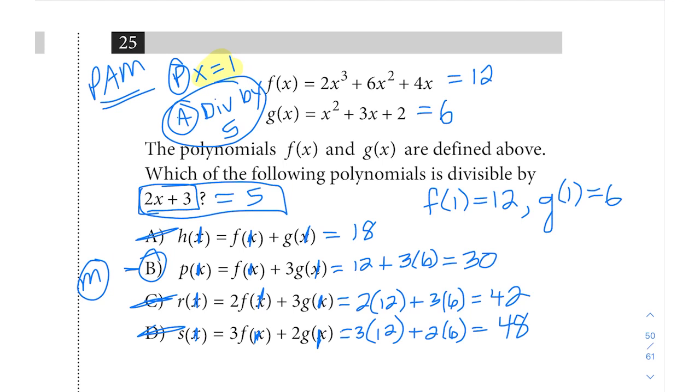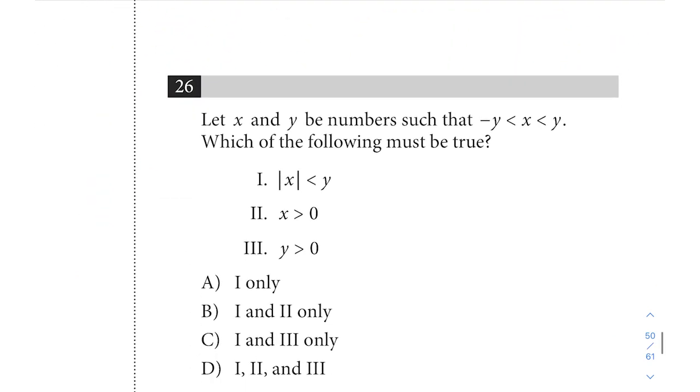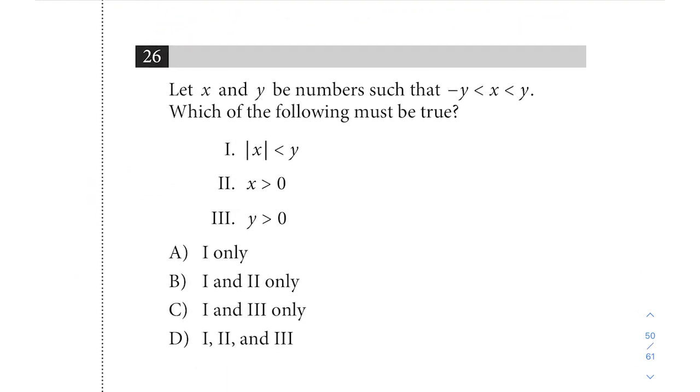Again, if you're not familiar with this pick, answer, match process, definitely take a look at some of our other videos where we cover it, but it's hugely beneficial in making a really difficult algebra question a lot easier by working with concrete numbers.